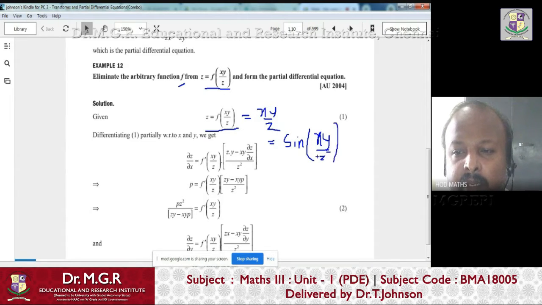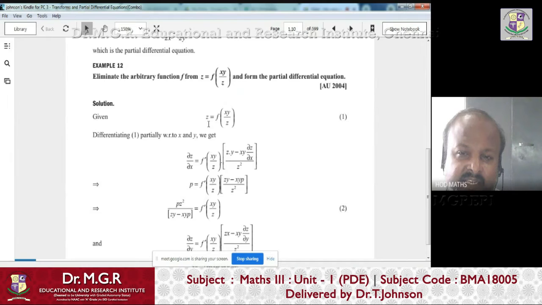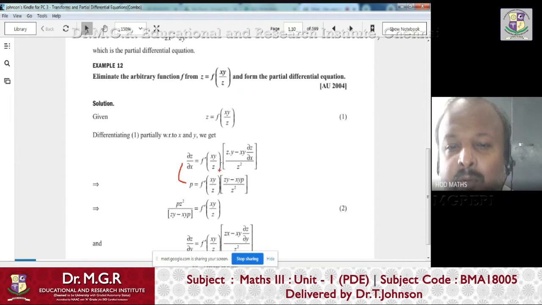So it may be in any form like this, where they put the arbitrary function f in place of sine or cos, all this. Now you have to eliminate this in order to form the PDE. Again, same thing: you have to differentiate z with respect to x, it becomes dou z by dou x, that becomes p. And now here you have to be very, very careful.